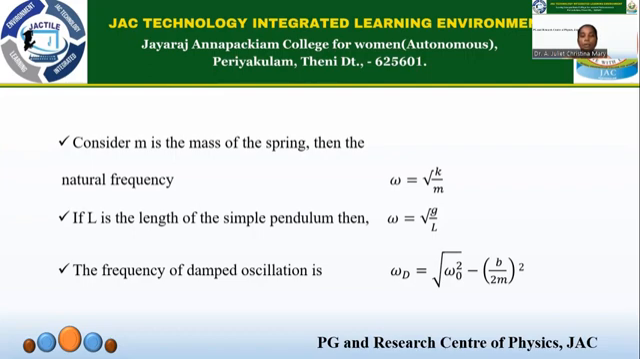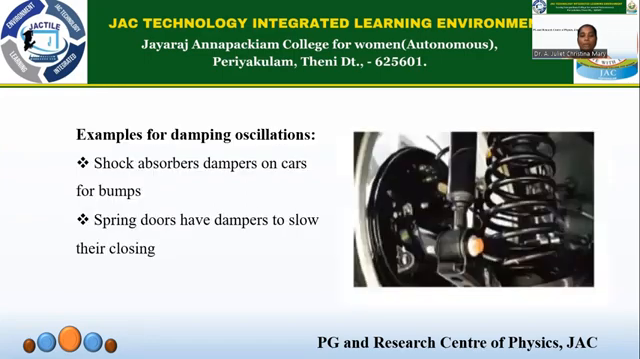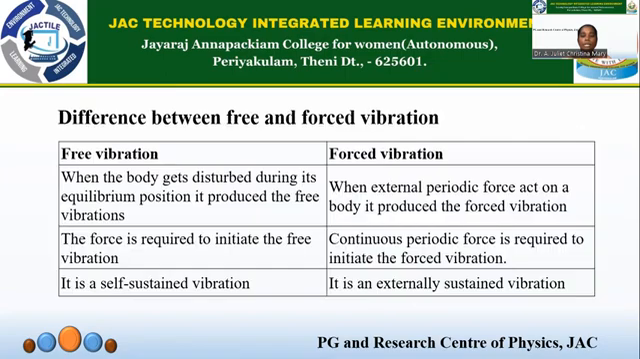Now the simple pendulum is slightly oscillated. At a particular time, the oscillation will be damped. Then the damped oscillation frequency is denoted as omega D, which is equal to root of omega naught square minus (b by 2m) the whole square. Some examples of damped oscillations are shock absorber dampers on cars and pumps, and spring doors have dampers to slow their closing.